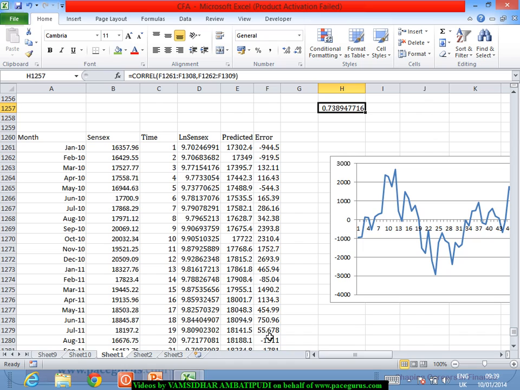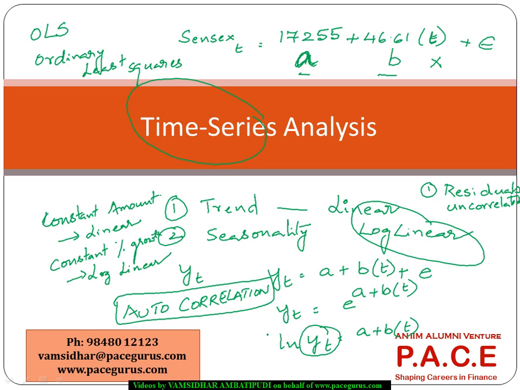What we could see is a correlation of 0.73, and even if I apply a hypothesis test on top of it, the null hypothesis of R equal to 0 will very much be rejected. So there is a decent relationship existing between the error terms. That is one more thing we have to be cautious of.